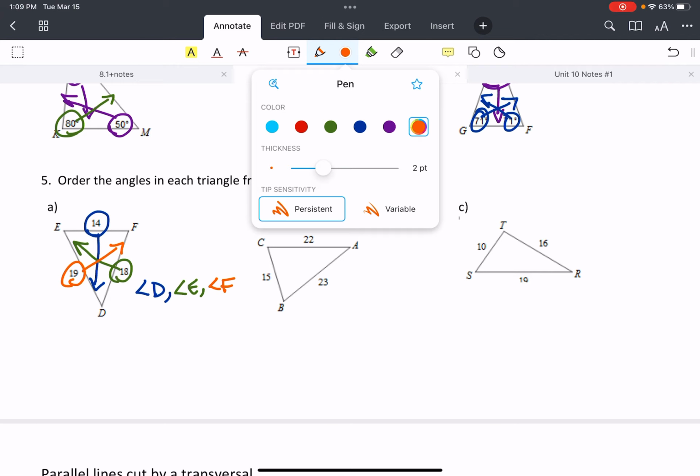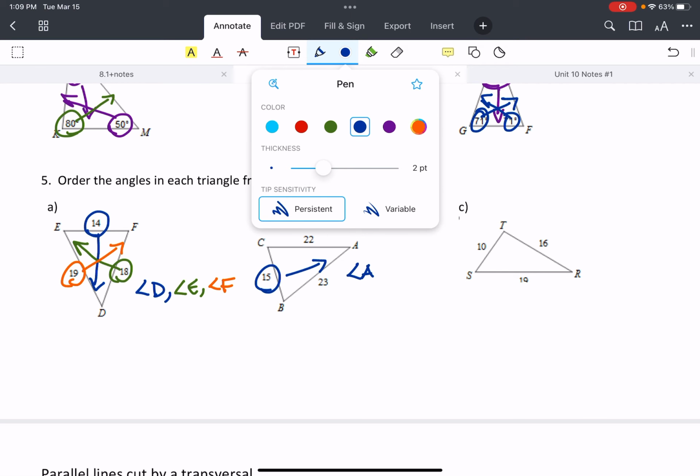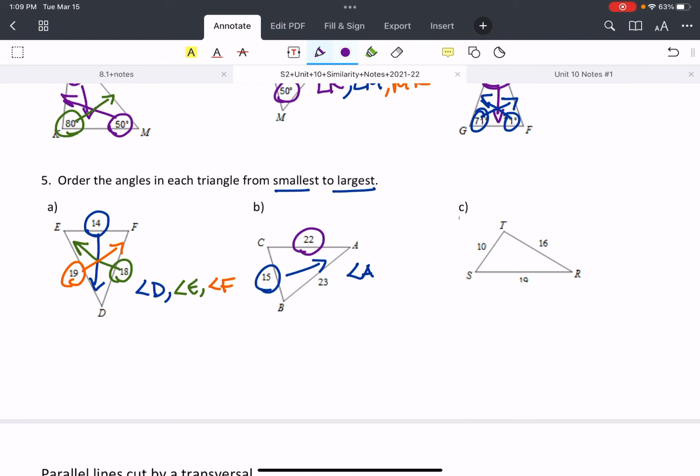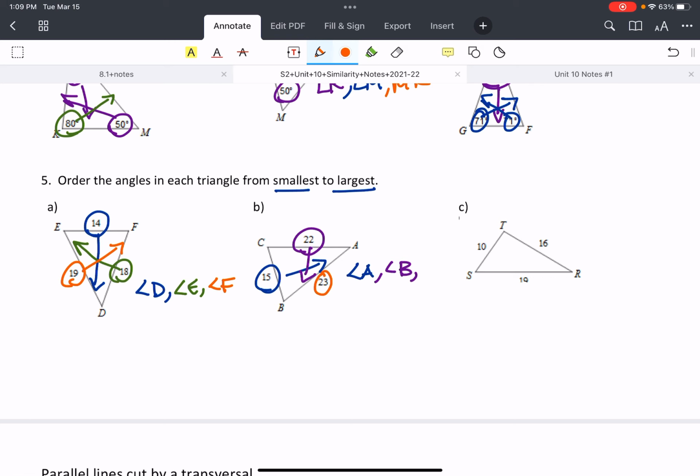And we can continue to do that across. 15 is the smallest. It's across from A. Then we have 22. It's across from angle B. And lastly, I have 23, and it's across from angle C.